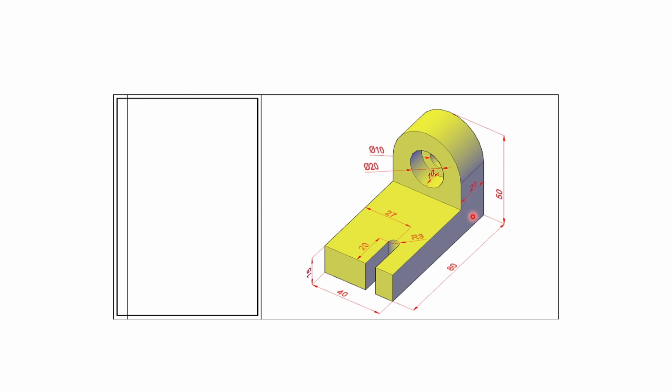In this situation, we have a part that requires an offset section view, and we'll have a front projection, which will be the section view, and a top projection, which will be a plan view.